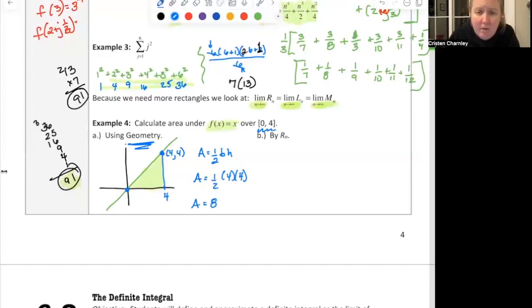You don't have to worry about units. You don't have to tell me it's feet squared, meters squared, units squared. We don't care. We just go for the 8.